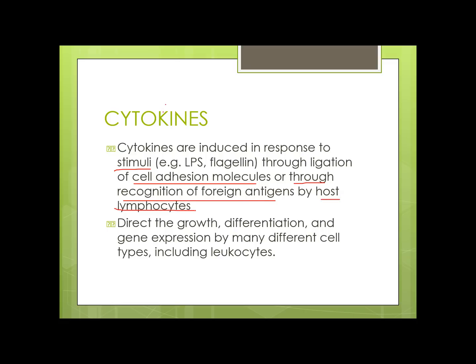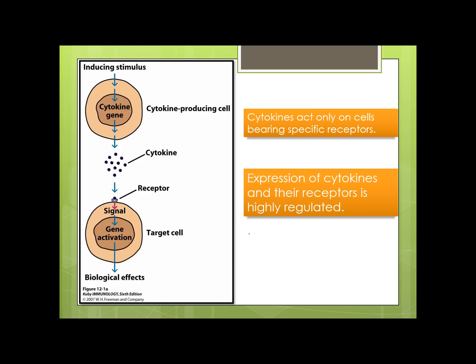Cytokines are induced in response to stimuli such as the presence of lipopolysaccharide or flagellin, through ligation of cell adhesion molecules, or through recognition of foreign antigens by host lymphocytes. If you still remember, class, your cytokines are produced in the presence of antigens such as the ones that contain lipopolysaccharide and flagellin. These are your bacteria. Bacteria have a lipopolysaccharide cell wall and they have flagellin. When this happens, they ligate, or attach, to certain adhesion molecules. They also direct the growth, differentiation, and gene expression by many different cell types, including your leukocytes. This is the mechanism, class, of how your cytokines are produced.